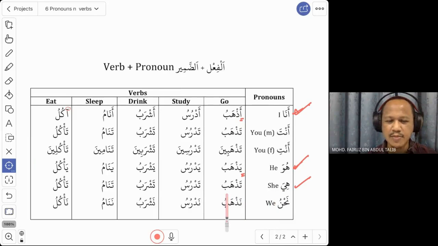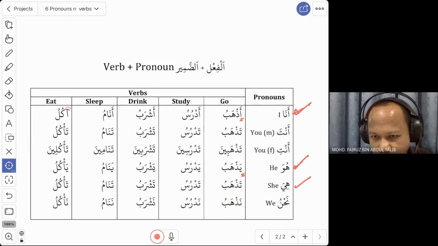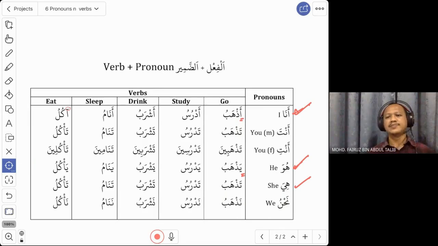Hiya tazhab, she goes ila al-jami'ah. Hiya tazhab ila jami'ah. Or you can skip the word hiya. You just say tazhab ila jami'ah. She goes to the jami'ah. Okay, so here is it? Hiya. Yes, hiya, the H sound. Yes, correct. Hiya tazhab.